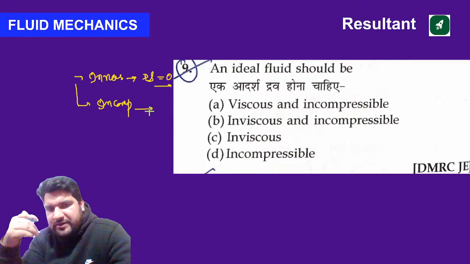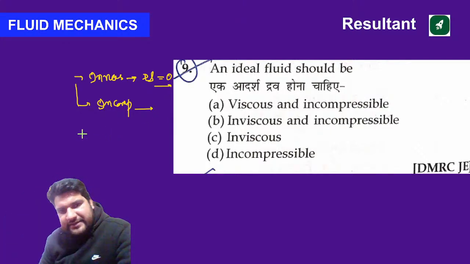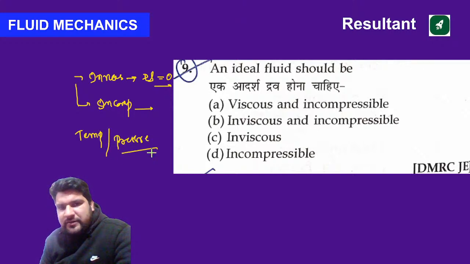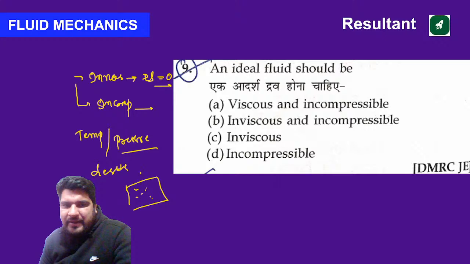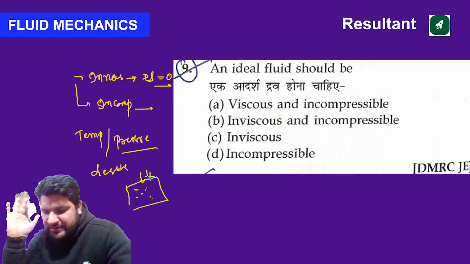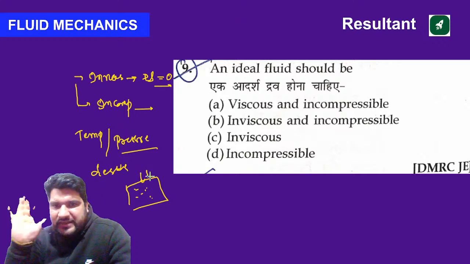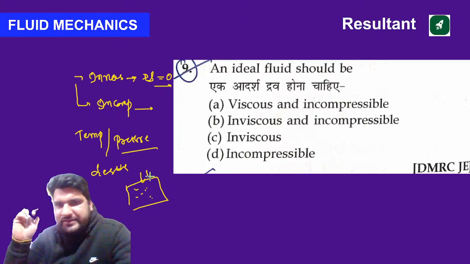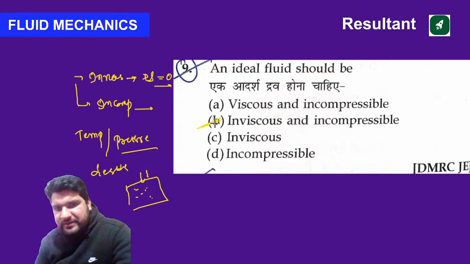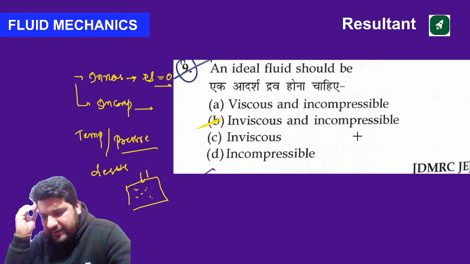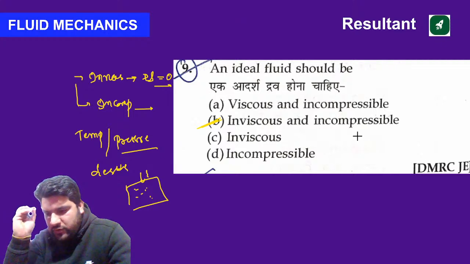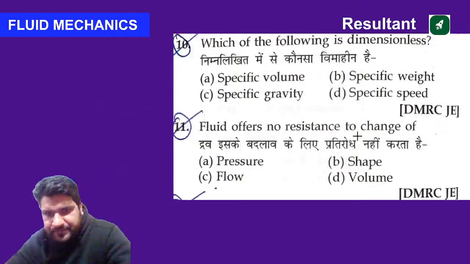In case of the incompressible fluid, if we are changing the temperature or the pressure, this does not have an effect on the density of the fluid. If we are changing the temperature and applying pressure, the density remains constant. That means the fluid is an ideal fluid. So what should be the properties of the ideal fluid? It should be inviscid and it should be incompressible. Absolutely correct. Next question on your screen.